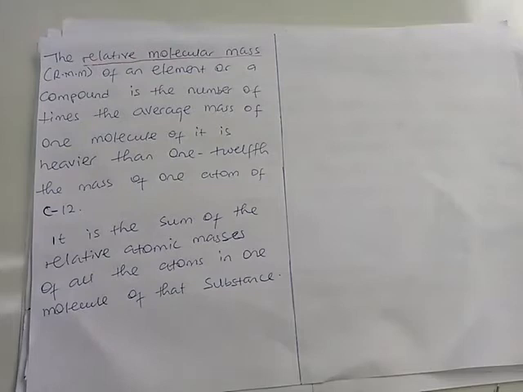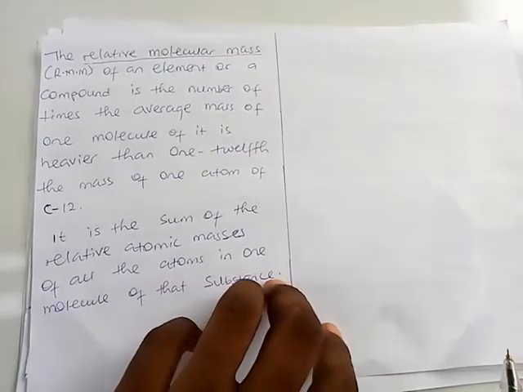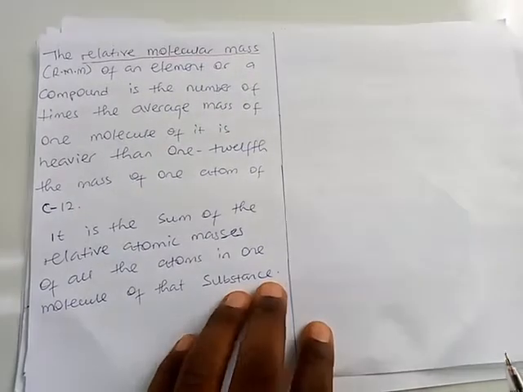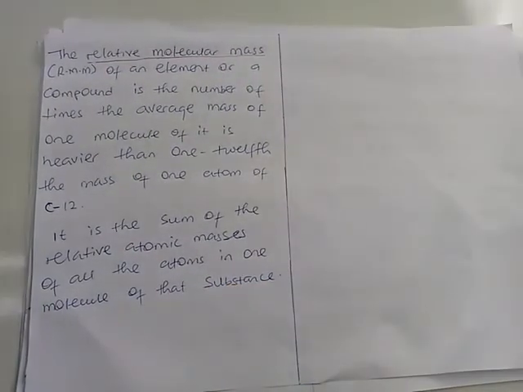So the formula mass refers to the relative mass of a molecule, ion, radical, electron, or any other specified group. Also, it has no unit. So let me put down the definition.